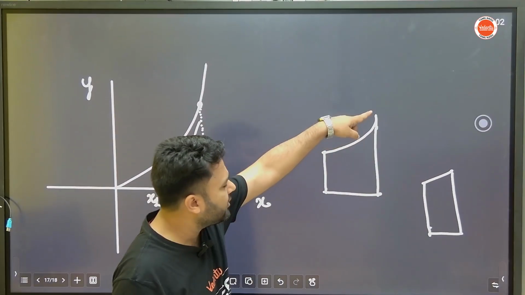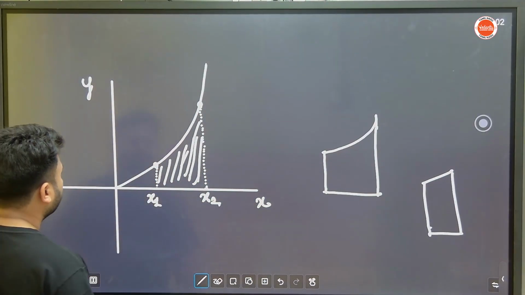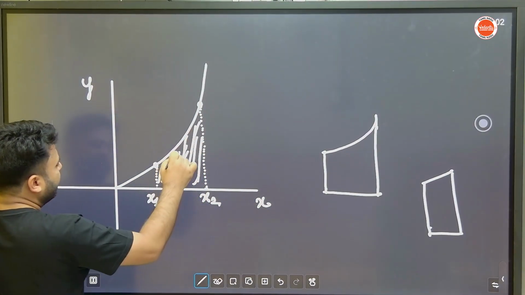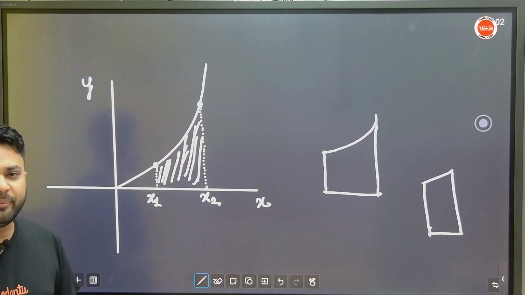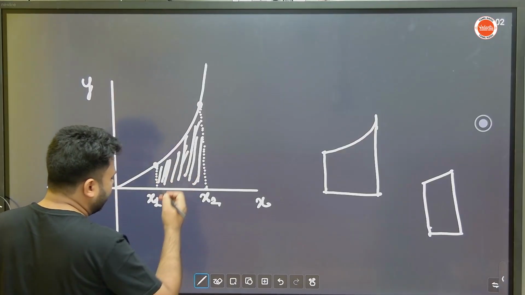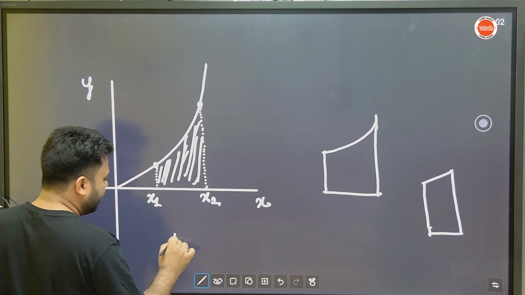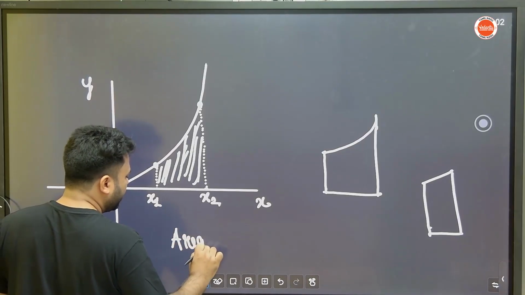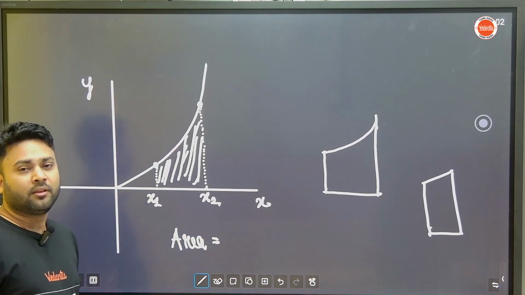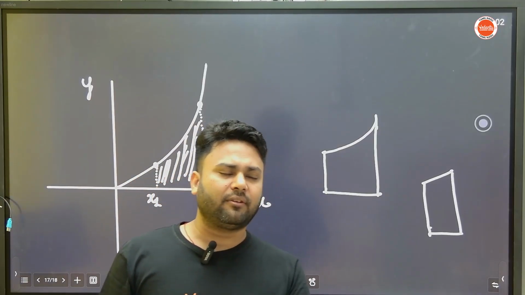But now this is a curve. So we can't write half into base 1 plus base 2 into height. So we have to find the area, but it becomes very difficult. In order to find the area, our mathematicians worked and they told that the area under the graph, see the pattern. See the pattern. We are not going to go much deep into mathematics here, in a 1 hour class.